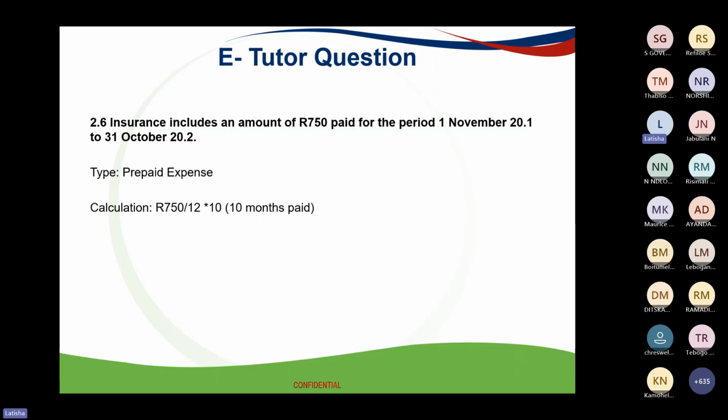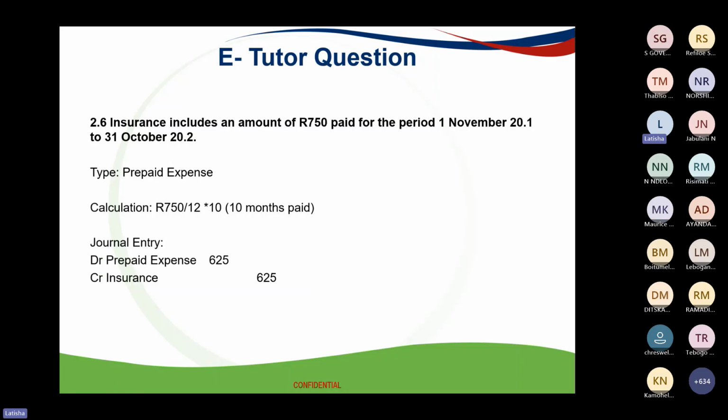Then how would we calculate the prepaid expense portion, which is the portion we've paid for the following year? It's telling us that the 750 Rand is for 12 months, because if you say 1 November to 31 October, that is 12 months. And if you know what our financial year is, you know that 2 months is falling within our financial year, November and December 20.1, and the other 10 months is falling within the following financial year. So that is why I say 750 divided by 12, because it's paid for 12 months, multiplied by 10, because there's 10 months that have been prepaid for the following year.